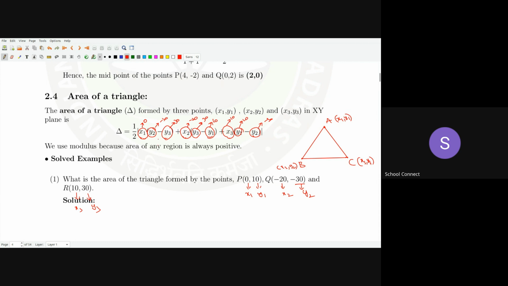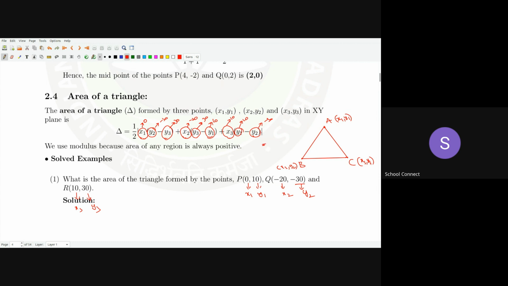Also, this order is important. x1 is getting multiplied to y2 minus y3. x2 will be multiplied to y3 minus y1. x3 will be multiplied to y1 minus y2. So y1 minus y2 gets multiplied to x3, y2 minus y3 gets multiplied to x1, y3 minus y1 gets multiplied to x2. Again, if you change anything, you will end up getting the wrong answer.